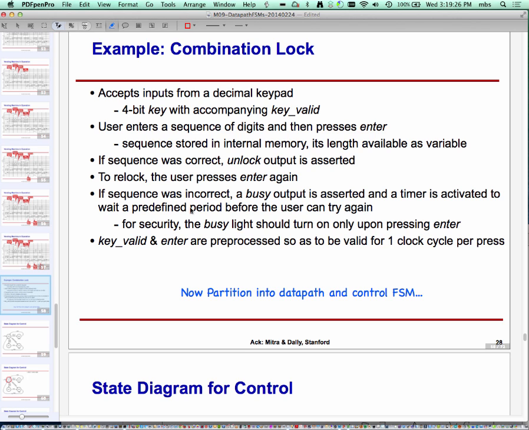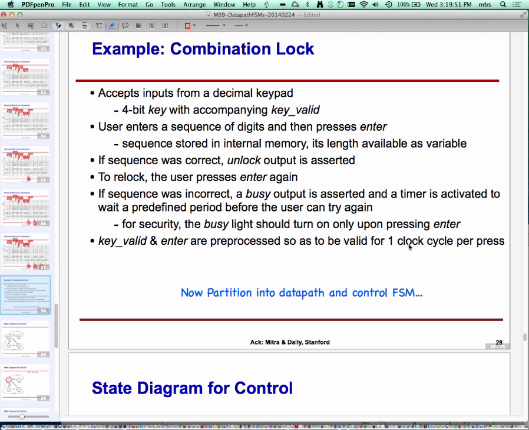Key valid and enter are pre-processed to be valid for 1 clock cycle per press. So some other electronics has taken care of the fact that when the user presses the key, the user may press the key for multiple clock cycles. Some electronics out there make sure that for every time I press a key, valid is high for exactly 1 clock cycle. Okay, so it has done that cleaning up for you.